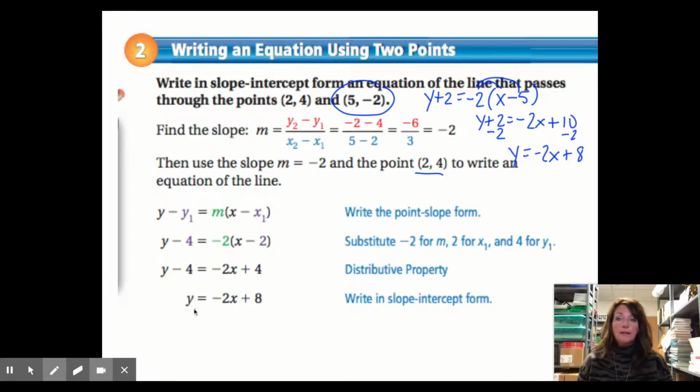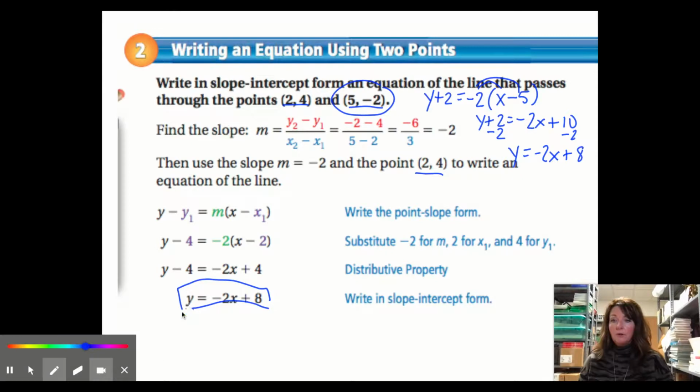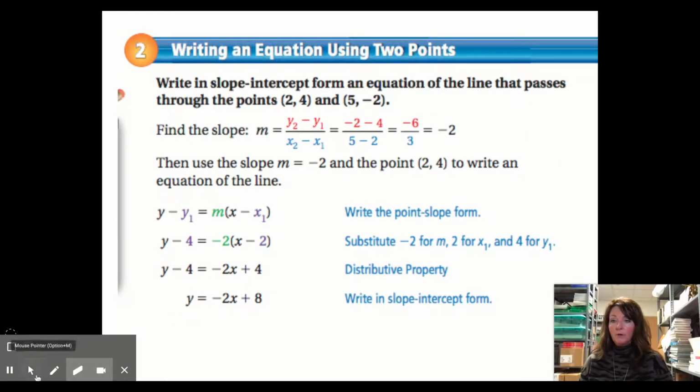And as you can see, using the other point, that's what we get as well. So remember these 2 points, this one right here and this one, fall on the same line, and there's only one linear equation for that line. All right, so we are going to be doing that and taking one of the points and then taking it all the way to slope-intercept form.